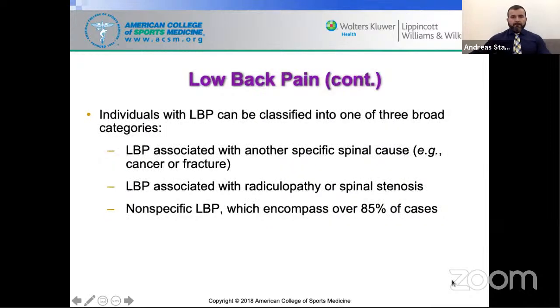All right, so we have 3 kinds of categories. You see that the biggest category, we don't really know the specific cause, the etiology behind it, 85% of the cases. We have radiculopathy, which has to do with some kind of, it's about pretty much all the symptoms if you have a pinch of a nerve on the spinal column, and also very specific causes that have to do with the spinal column again, such as cancer or fracture.